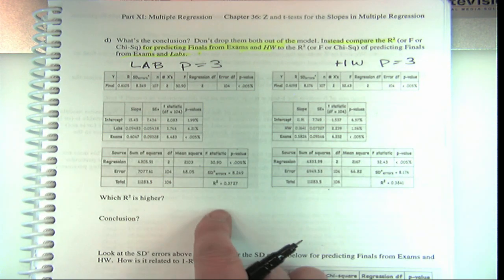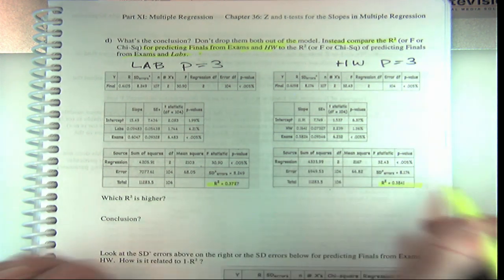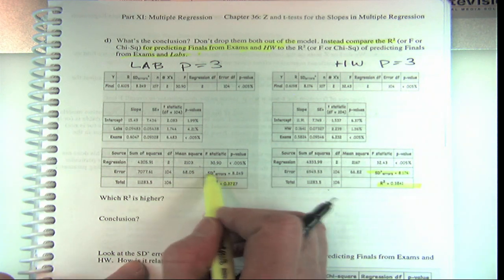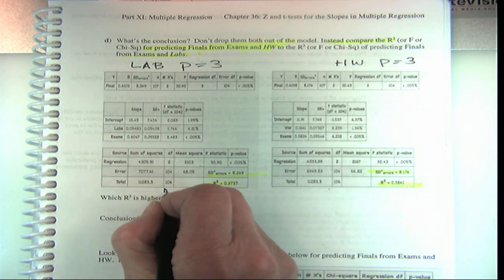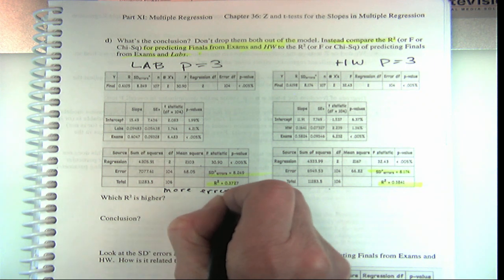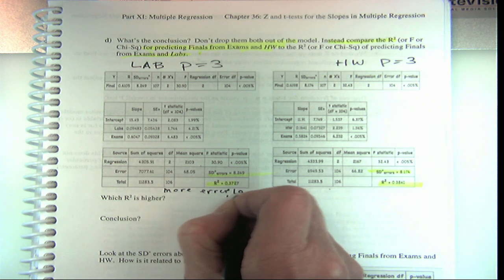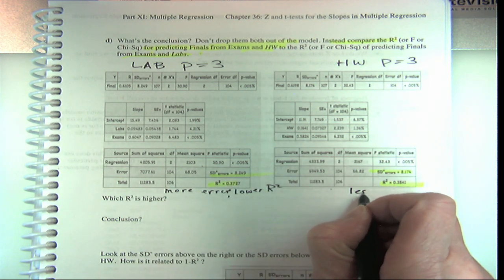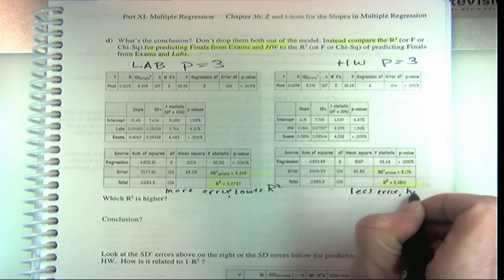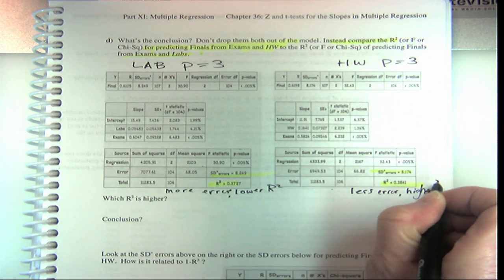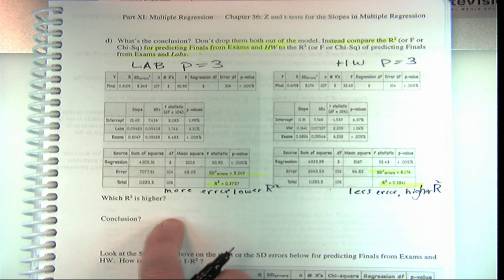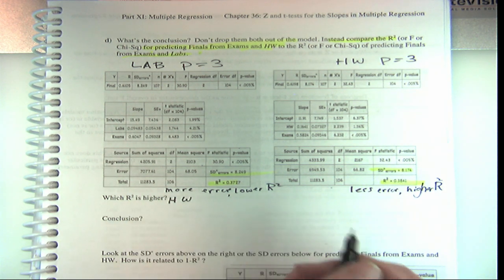And so we have 3, and which is the better model? Let's look at this. Well, this has a higher R squared, and it should also have less error, and of course it does. So this one has more error and lower R squared, and this one has less error and higher R squared. Okay? So which R squared is higher? Homework. So our conclusion is the homework model's better.